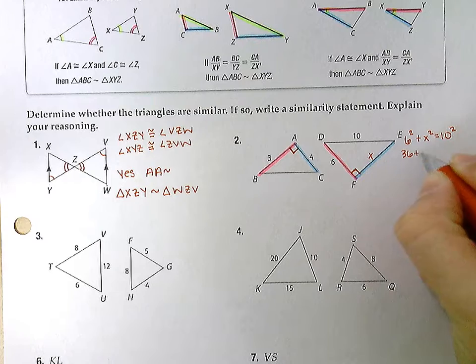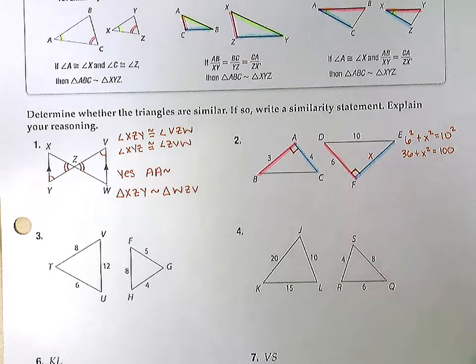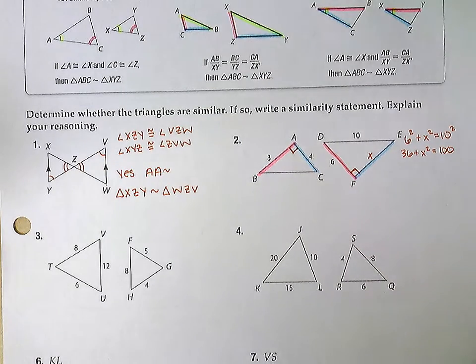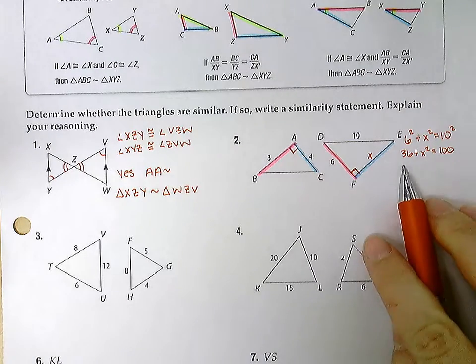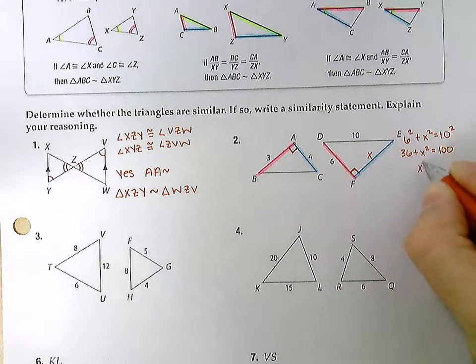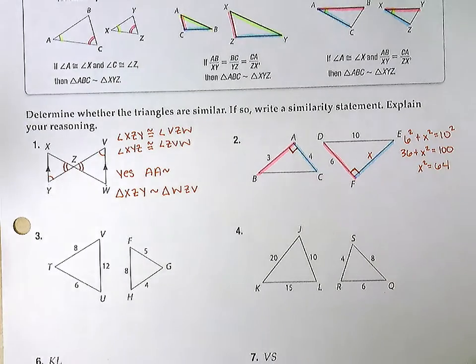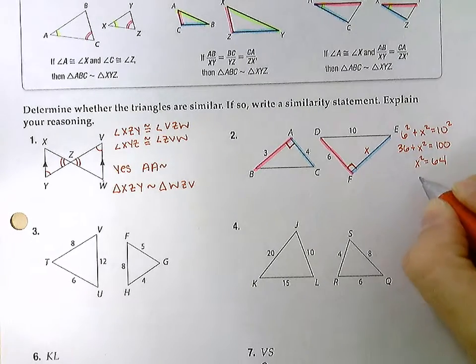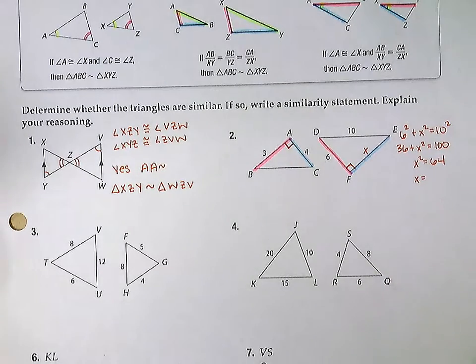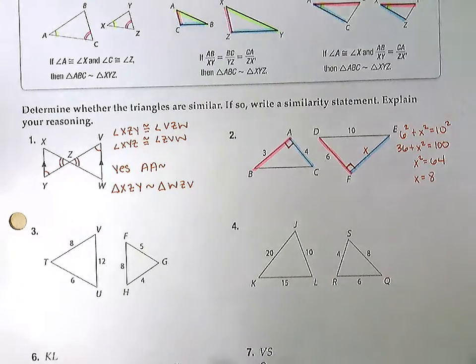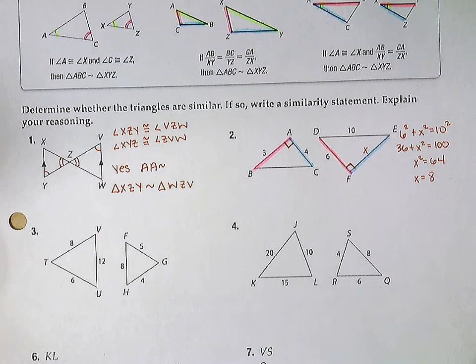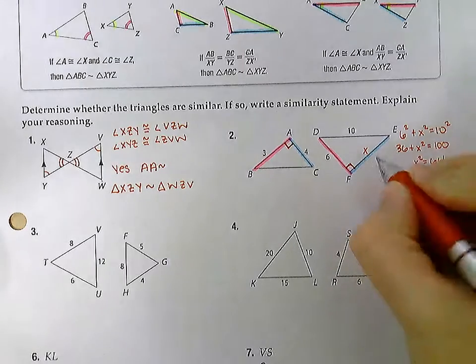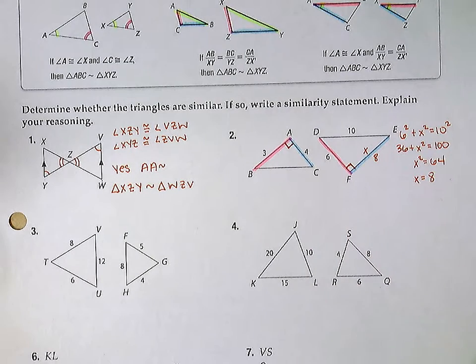So I have 36 plus x squared is equal to 100. Subtract 36 from both sides. X squared is equal to 64. Take the square root. Again, when you take the square root of both sides, you do get plus and minus. However, we're using the Pythagorean theorem, finding a side length. So we only need the positive value of that, which is 8. So FE would have to be 8.